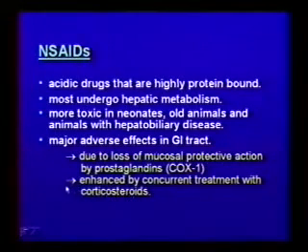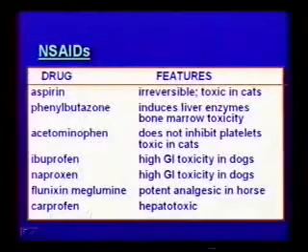In this regard, a particularly bad combination of drugs that's noted to really exacerbate or worsen this problem of GI toxicity is the concurrent use of non-steroidal anti-inflammatory drugs with corticosteroids. This greatly enhances GI toxicity. And finally, I've listed here some of the commonly used non-steroidal anti-inflammatory drugs, and some of their unique features. Aspirin is very toxic to cats.